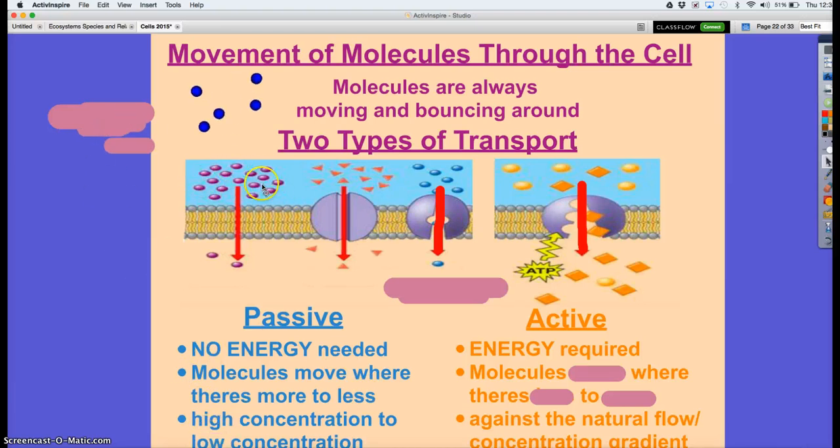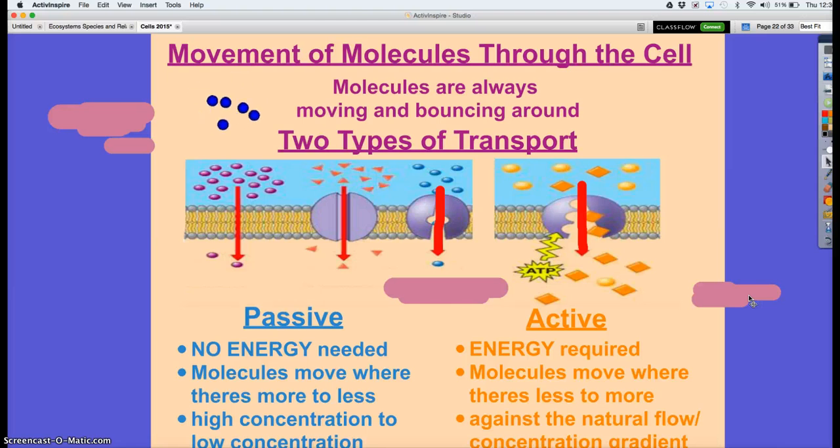So if you notice here, there's a lot of purple here. Let's say this is the outside of the membrane, and there's only two inside. Molecules are going to move until what? Until they're equal. That's when they're satisfied. Same thing with these orange triangles, and same thing with these blue circles. In active, which direction are the diamonds moving? They're moving down. They move from where there is less to more, from low concentration to high concentration. They also reference that as against the concentration gradient.